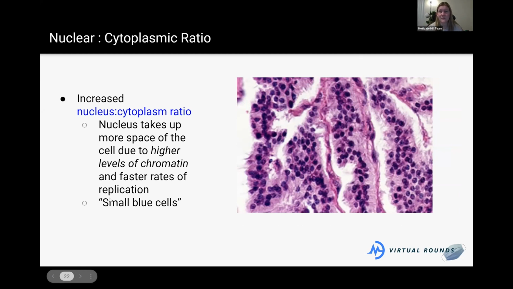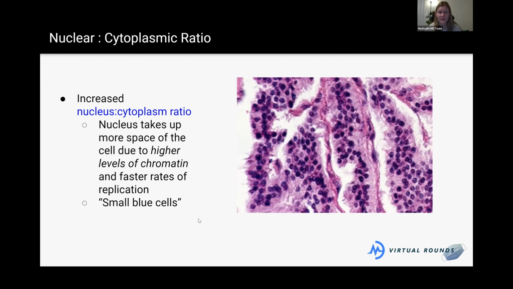There's a couple of different types of tumors, especially pediatric brain tumors or neuroendocrine tumors, that are described as being small blue tumors. That is due to them having a higher nuclear to cytoplasm ratio. And I kind of mentioned that before, it has to do with the rate of replication and the rate of division. And really what we're seeing here in the nucleus is the high amount of chromatin that's bringing out that stain.